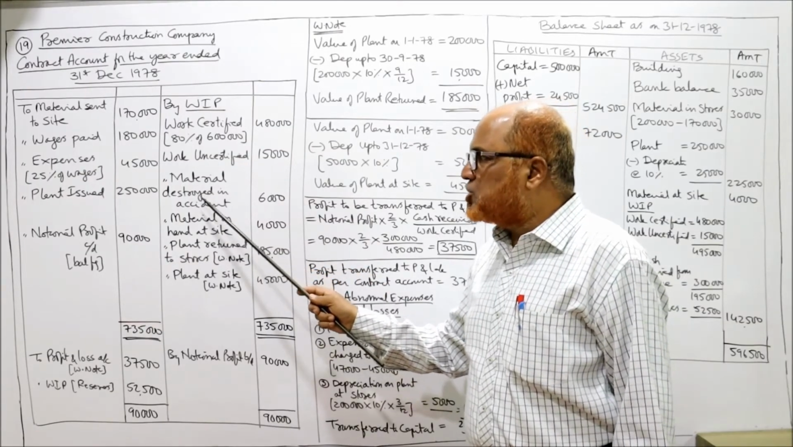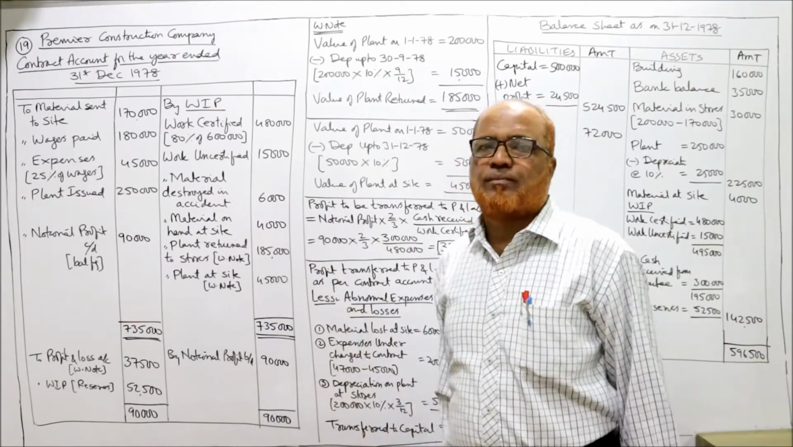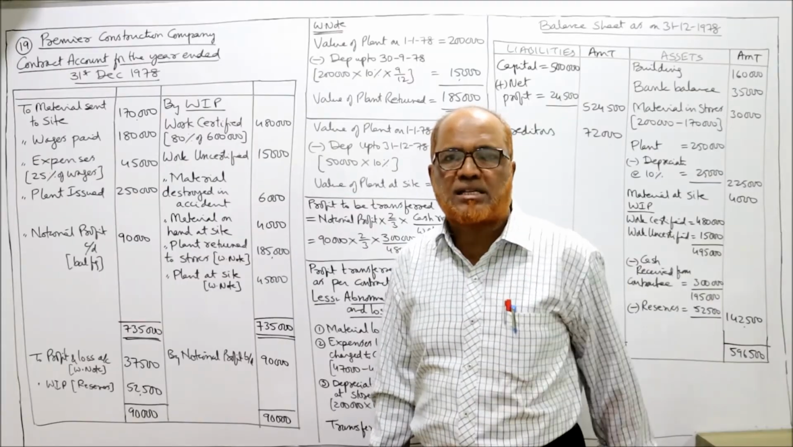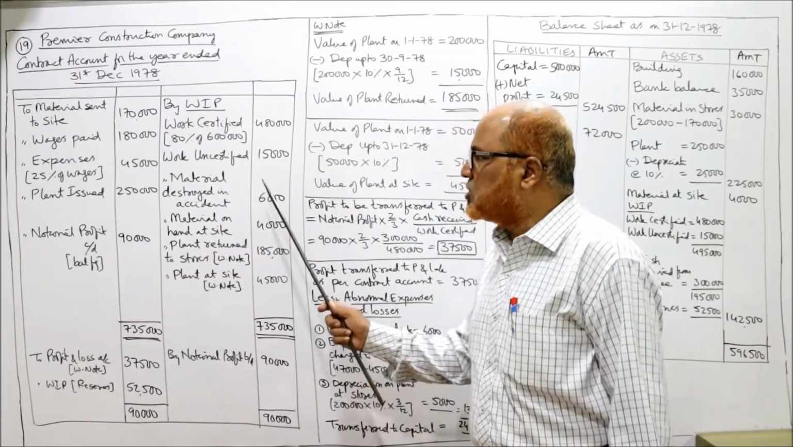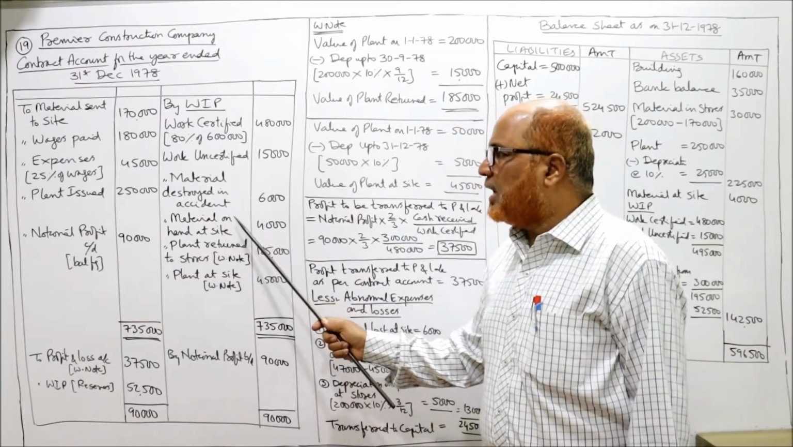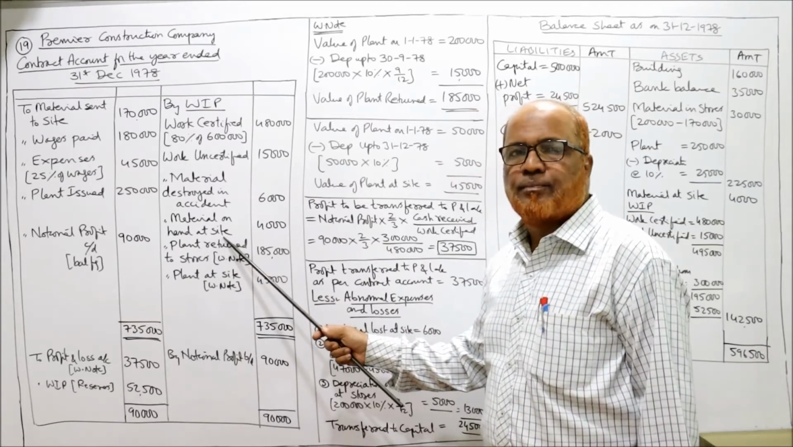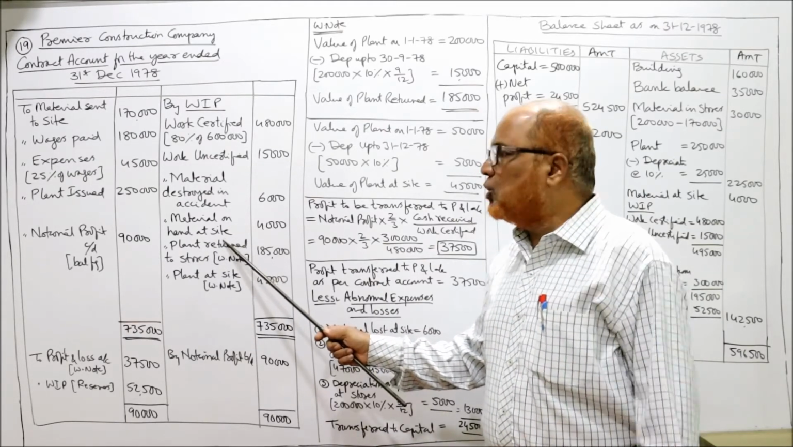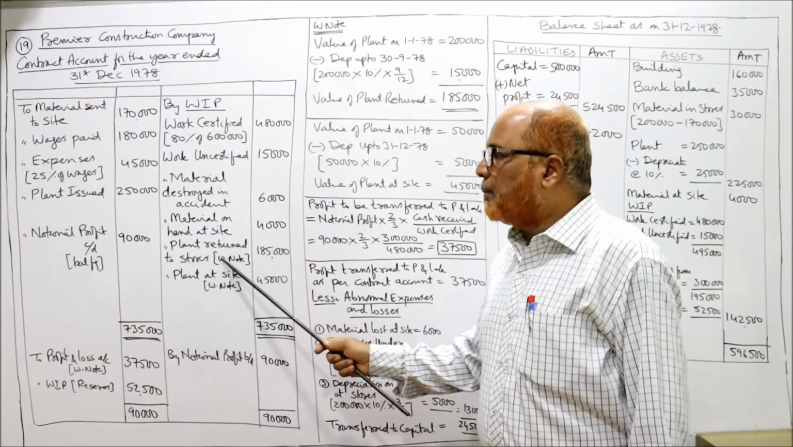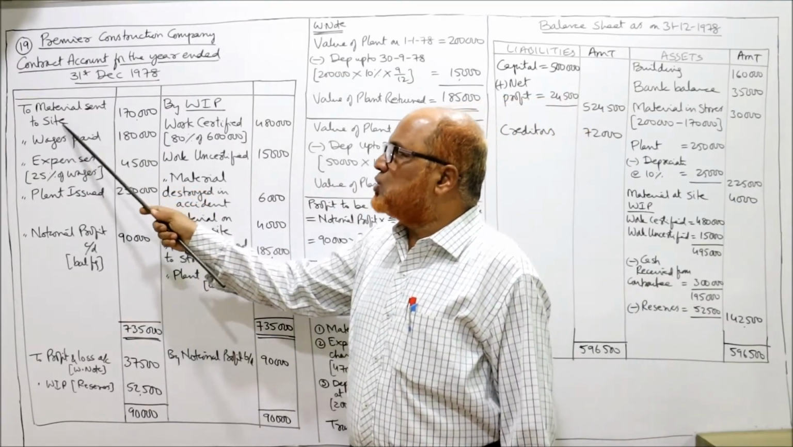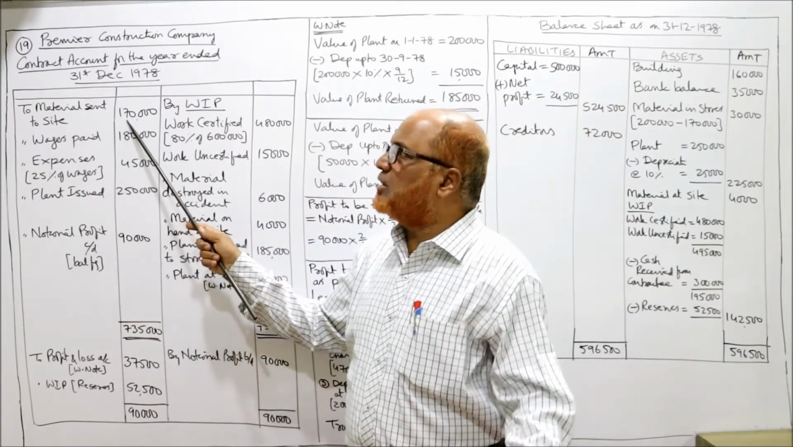By material destroyed in accident 6,000. 6,000 रुपए के material destroy हो गया accident में. Abnormal loss. This will be taken on the credit side. Material on hand at site. End of the year में कुछ material unused है 4,000. Now plant. Material sent to site 1,70,000. It is given in the problem.